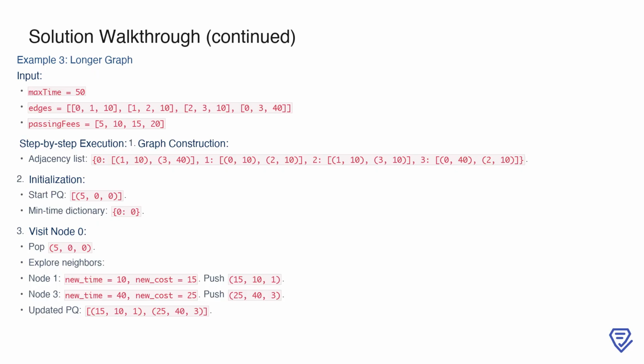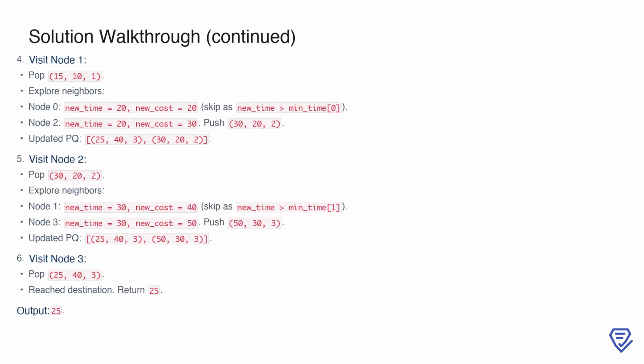For node 1, the new time becomes 10, and the new cost is 15. This is added to the priority queue. For node 3, the new time becomes 40, and the new cost is 25. After these updates, the priority queue contains (15, 10, 1) and (25, 40, 3). Next, we process node 1 from the priority queue with a cost of 15 and time of 10.